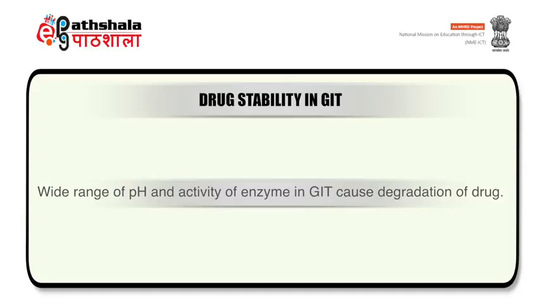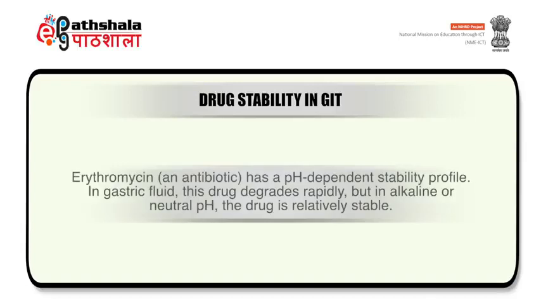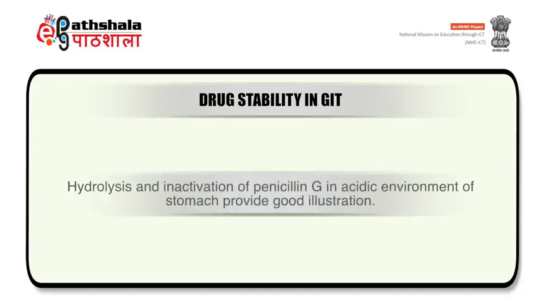The wide range of pH and activity of enzymes in the GI tract causes degradation of drug. Hydrolysis is a major pathway that occurs in acidic gastric fluids and causes degradation of drug to inactive moieties. Erythromycin, which is an antibiotic, has a pH dependent stability profile. In gastric fluid, this drug degrades rapidly, but in the alkaline or neutral pH, the drug is relatively stable. Due to this reason, erythromycin tablets are available as enteric coated in order to prevent acidic degradation of the drug. The hydrolysis and inactivation of penicillin G in the acidic environment of the stomach also provides a good illustration.